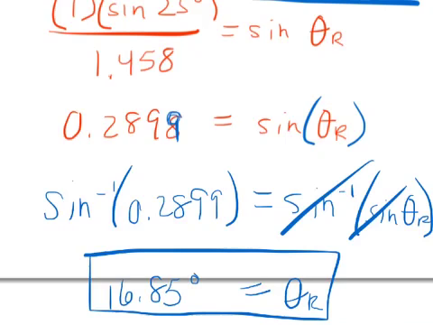Paul, how do you plug it into the calculator? Press second, then press the sine key. It'll bring up a sine^-1. Again, this is why you should be practicing with me. Press second, then press sine, and then press 0.2899.